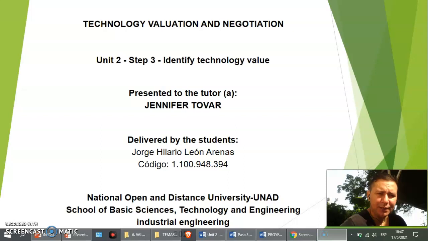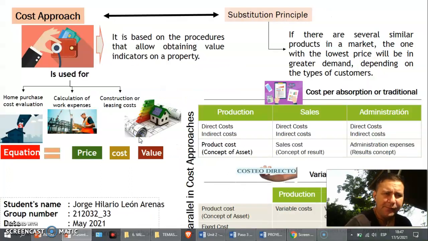Unit 2, Step 3. Identifies technology coach approach is based on the productions that upload, obtain indicators on prepared structural principle.